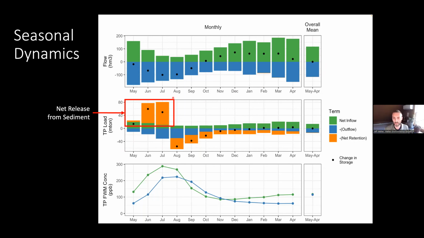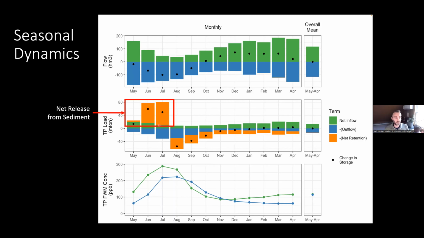a couple of interesting things. First, again, the orange bars is the net exchange of phosphorus between the water column and the sediment. And when it's positive, as it is in June and July, that indicates a net release from the sediment into the lake. And so this is our internal loading into the lake. You can see that these are pretty large compared to both the inflows and the outflows. I think it's a factor of 8 larger than the inflows in July, and it's more than double the outflows.